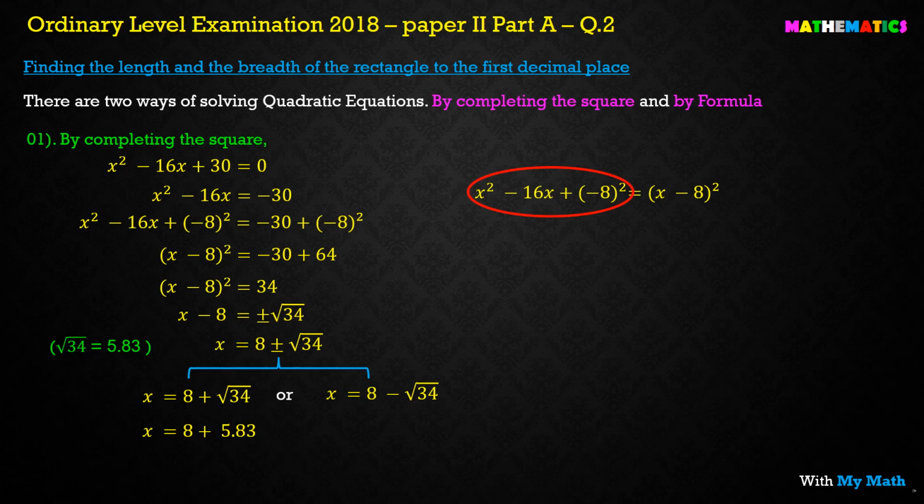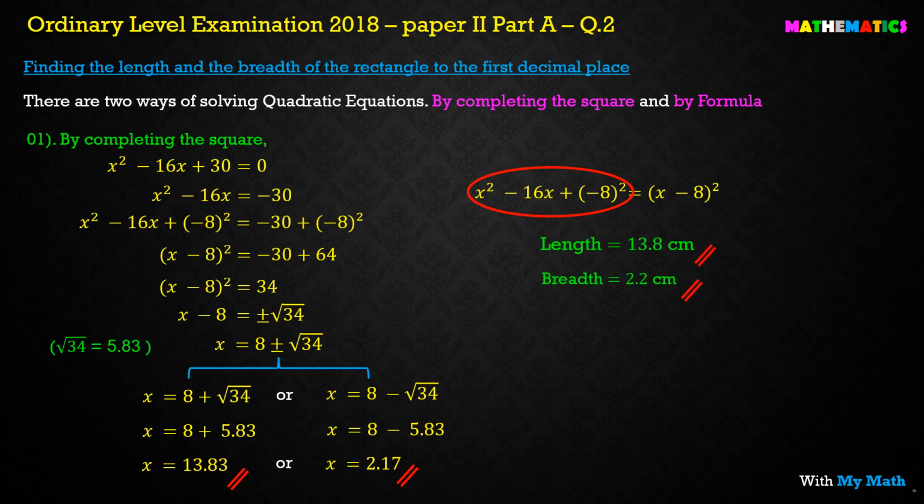Then I substitute the square root of 34 by 5.83 and the other also. Then you can see on the left side 13.83. This is one answer of x. The other one is 2.17. That is the other answer of x. There are two answers. Then we can write the larger one as the length of the rectangle. It is 13.8 and the breadth is 2.2 centimeters.